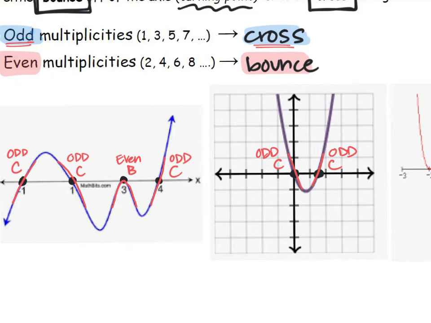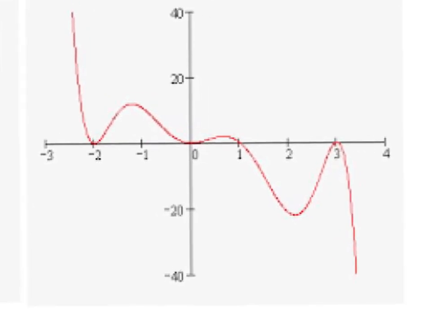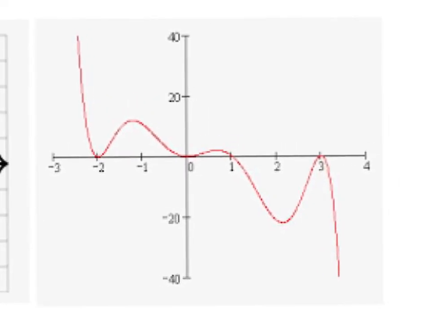Okay. So the last one, you might want to pause the video and see if you can do this. There's a lot of zeros on this one, so I'm going to make this big. I'm just going to mark the zeros. Here's one, here's one, here's one, and here's one. So we have 4 different zeros. You might want to pause the video and think about, from left to right, are each of these zeros bouncing or crossing? And does that mean that they're even or odd?